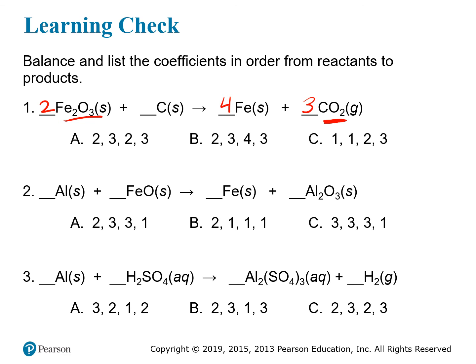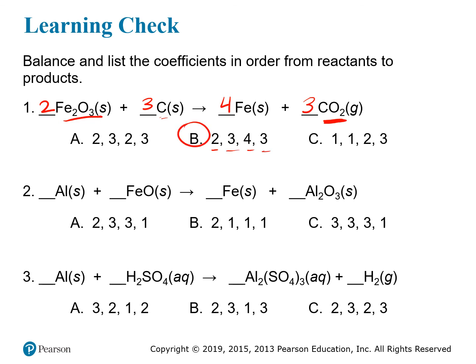And then the last thing that I need to balance is carbon. On the right-hand side, I have 3 carbon dioxide molecules. Each has a single carbon, so that's 3 carbons. On the left-hand side, I just have carbon atoms by themselves, so I'll take 3 of those to balance this out. Okay. So that means the coefficients in the order they're given here are 2, 3, 4, 3. That means our answer is B.